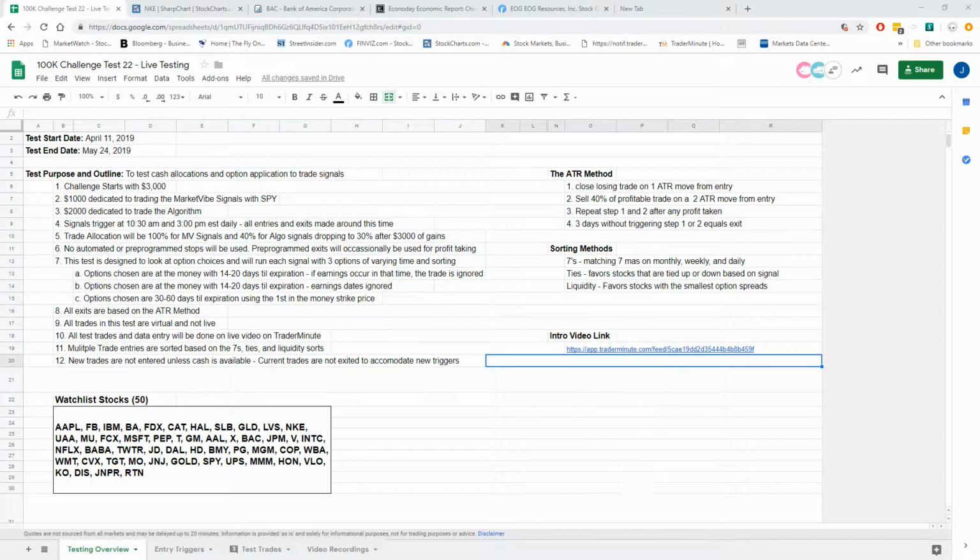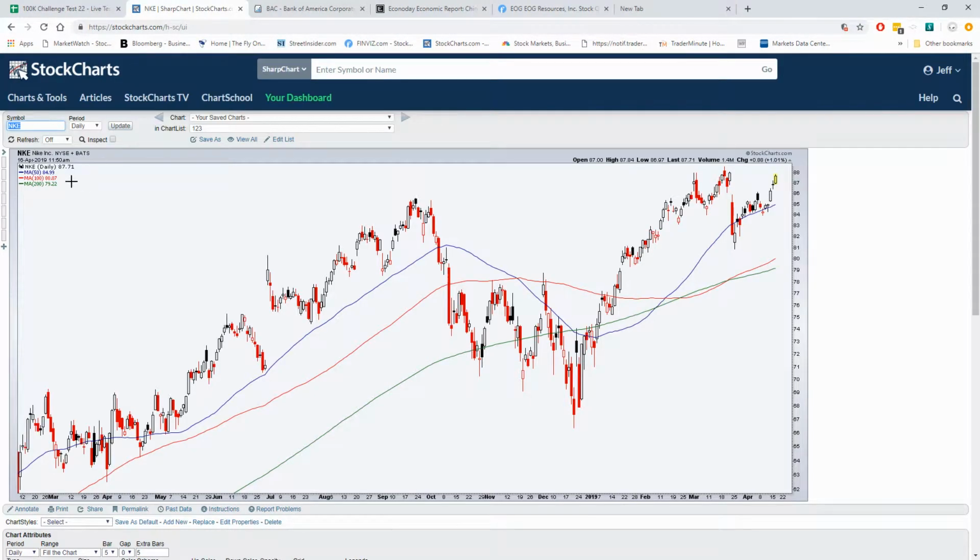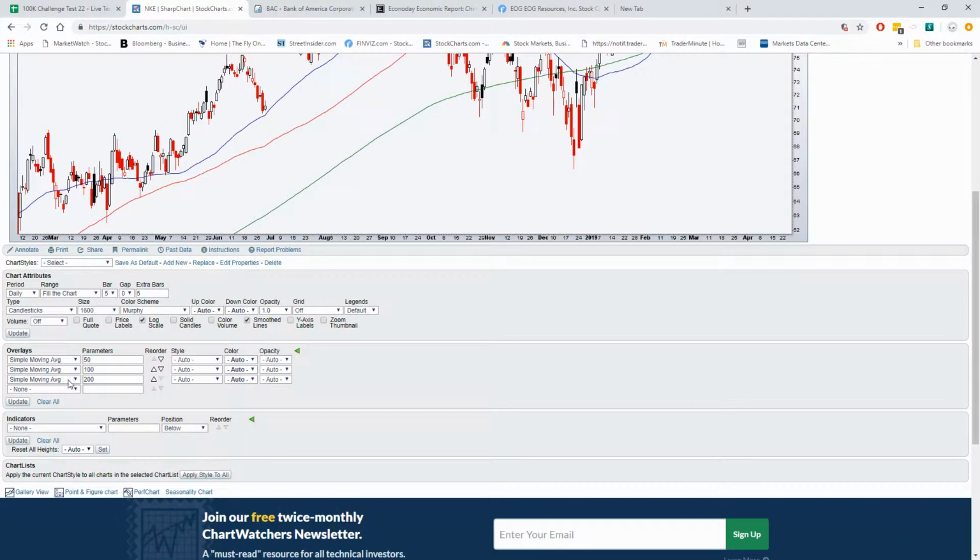How do we have room to make one trade? Which one do we choose? Apple, Nike, or Hal? We can only choose one. Well, let's start with sorting method 1. Let's use the 7s approach. This is a very simple sort. This is a sort where we come down and we take off everything except for a 7-day moving average.